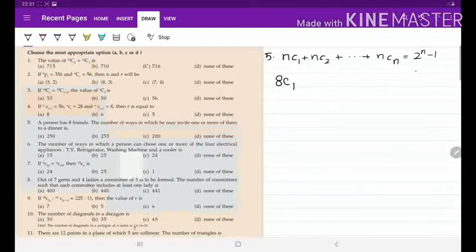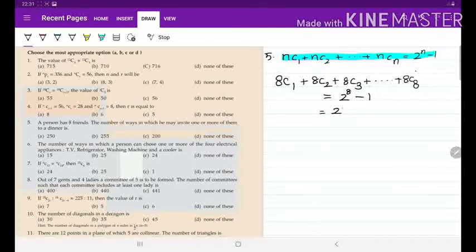The person can invite any one of the friends in 8C1 ways, 2 persons in 8C2 ways, and 3 persons in 8C3 ways. Similarly, he can also invite all the friends in 8C8 ways. So using the formula, we can write this as 2 to the power of 8 minus 1, which is 256 minus 1, so 255 is the answer, which is option B.